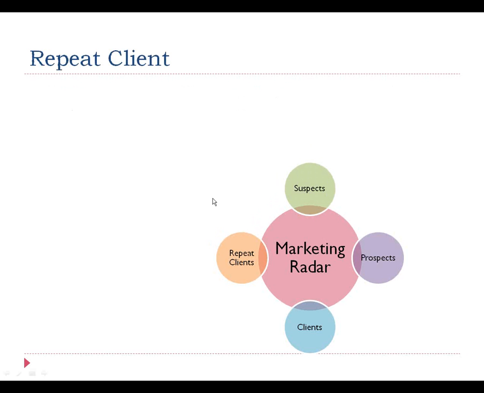Now, so we have the suspect, we have the prospect, and a prospect is a person that can be potentially converted into a client. And when a person becomes a client, ideally it is wise that the way you build your business is in a way that people can become repeat clients. It takes a lot of time to gain a client. So there's no point in having a business where all they can do is buy one thing. So it's often wise to have a series of products or services that they can benefit from.